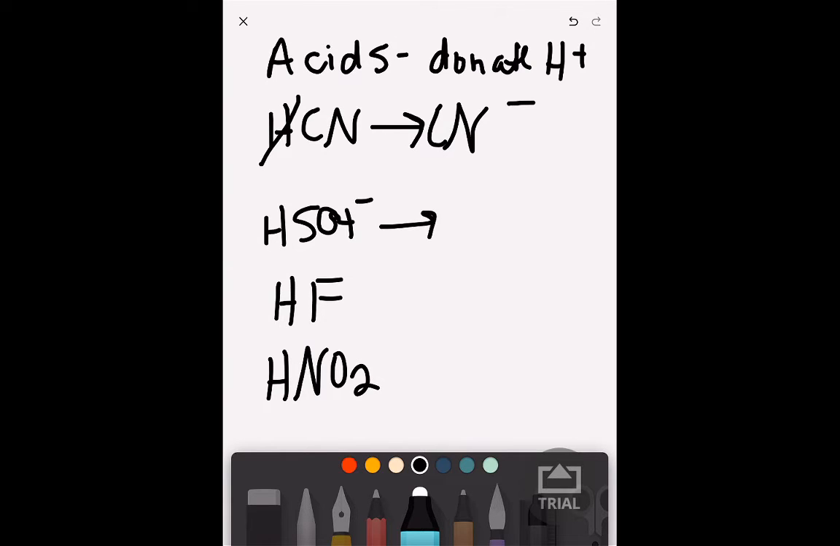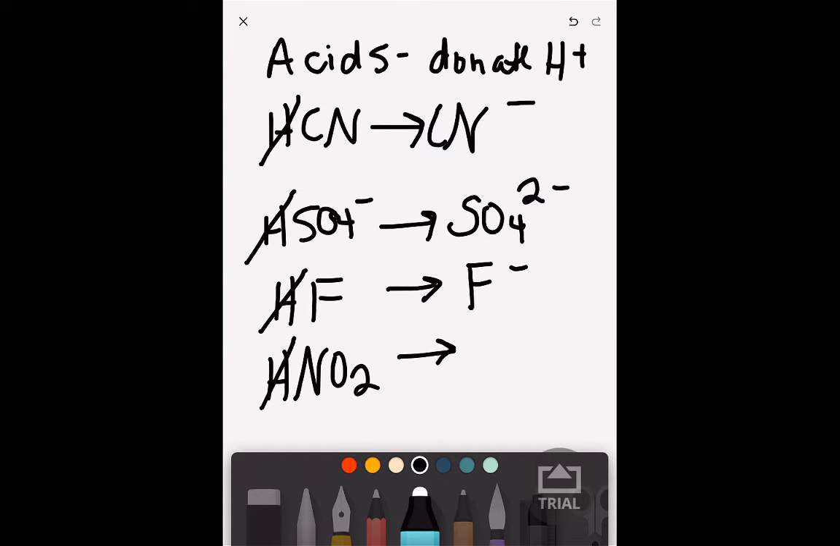HSO4 minus is going to get rid of a hydrogen ion. So when it gets rid of that, not only is it getting rid of the hydrogen, but it's becoming more negative. It's getting rid of a positive. So that's going to be SO4 2 minus, okay? HF gets rid of a hydrogen ion and a positive. What's left is more negative. So what's left is F, and it's going to be -1. And then HNO2 gets rid of a hydrogen ion. What's left, again, is going to be more negative because it got rid of a positive, so it's NO2 minus.